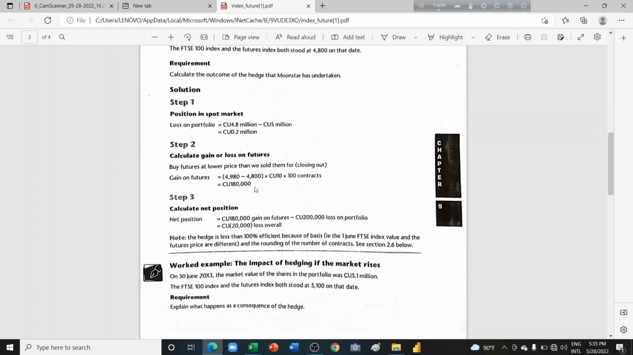So the total gain I made in the futures market is $1,80,000, whereas my loss in the share market was $2 lakh. So I suffered a loss of overall $20,000. So think, if I hadn't hedged it, if I hadn't bought the futures contract, my loss in the share market would be 2 lakh, and that would be it. But since I hedged against that loss in the futures market, I could reduce my loss to $20,000.